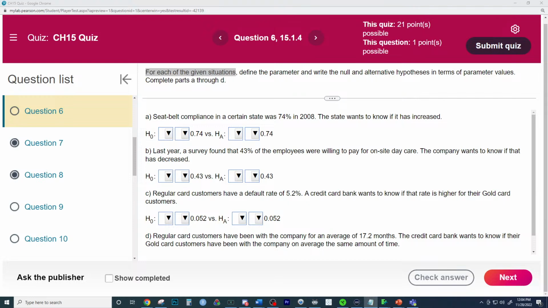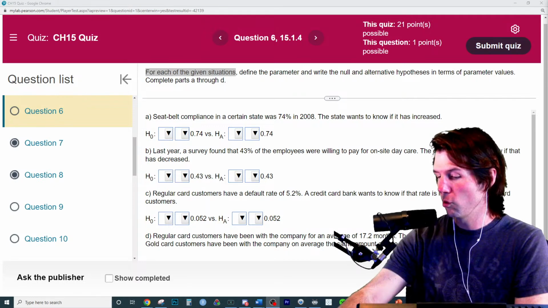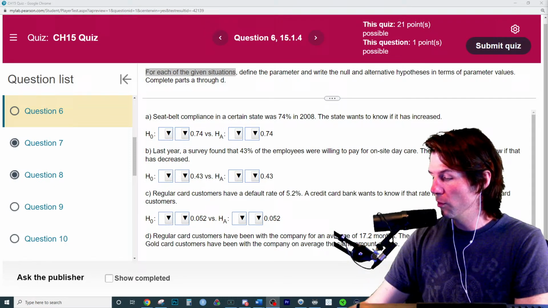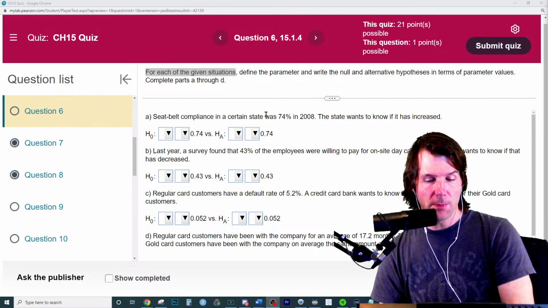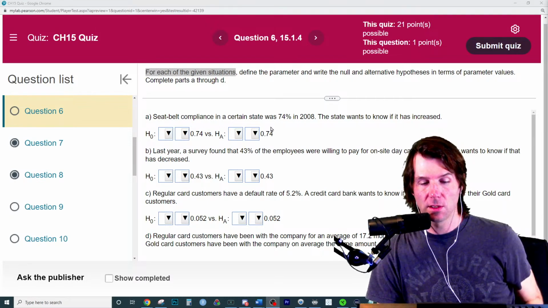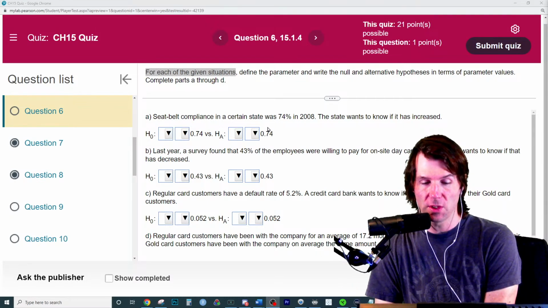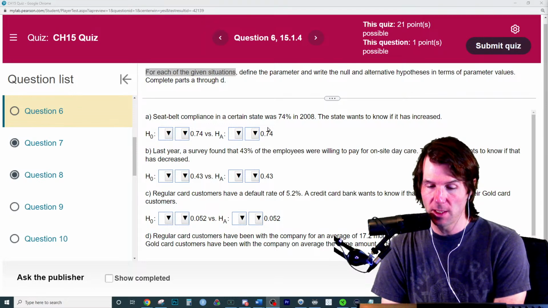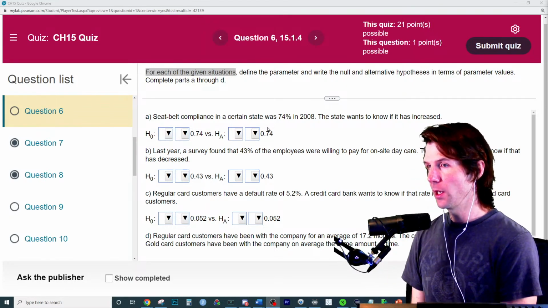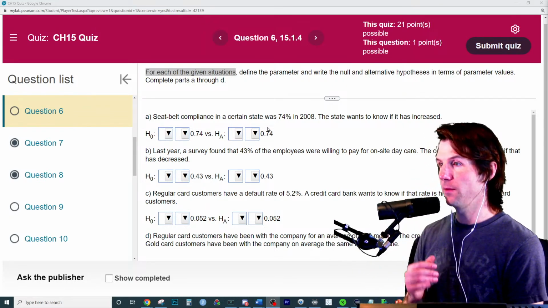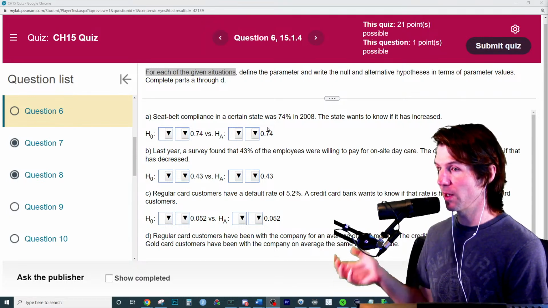Chapter 15, for each of the given situations. Okay. Here we go. Seatbelt compliance in a certain state was 74% in 2008. The state wants to know if it has increased. Well, the sign of the alternative, let's do the easiest thing here to start, and we'll do all these good questions there.